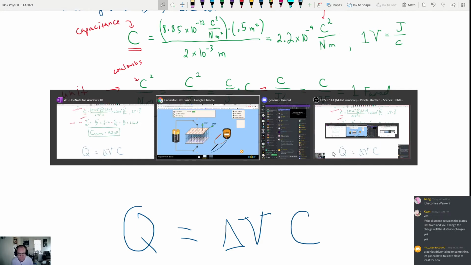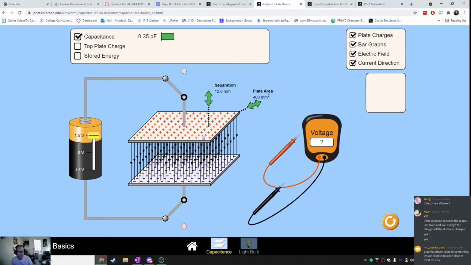Oh, I guess one other thing I mentioned. I told you at the beginning that capacitors can be used to release energy.